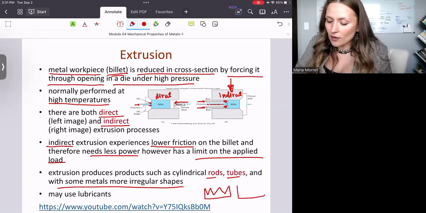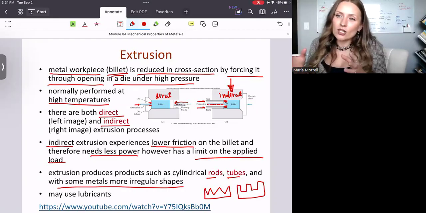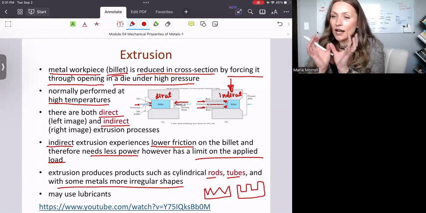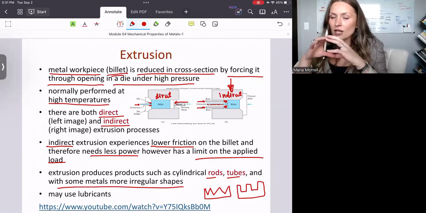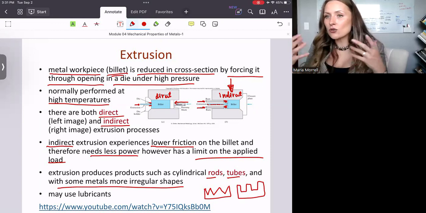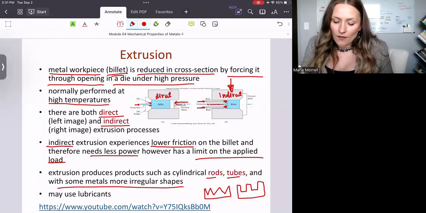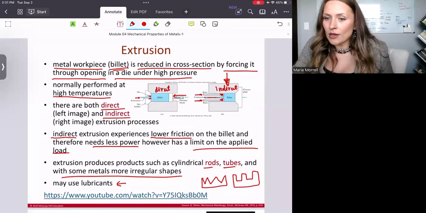Or it could be a metal where you would like to have a shape like this, but a very irregular shape. And the way you can achieve it is that if you have a die that has a very specific shape, right? And as you push the billet through it, it allows you to produce that desired shape. Extrusion may use lubricants, right? And that kind of makes sense.